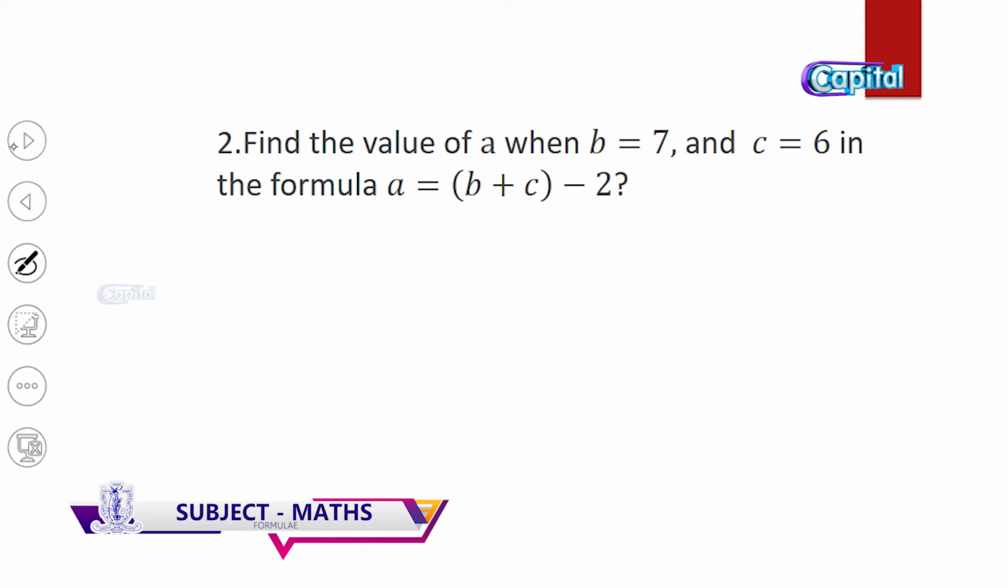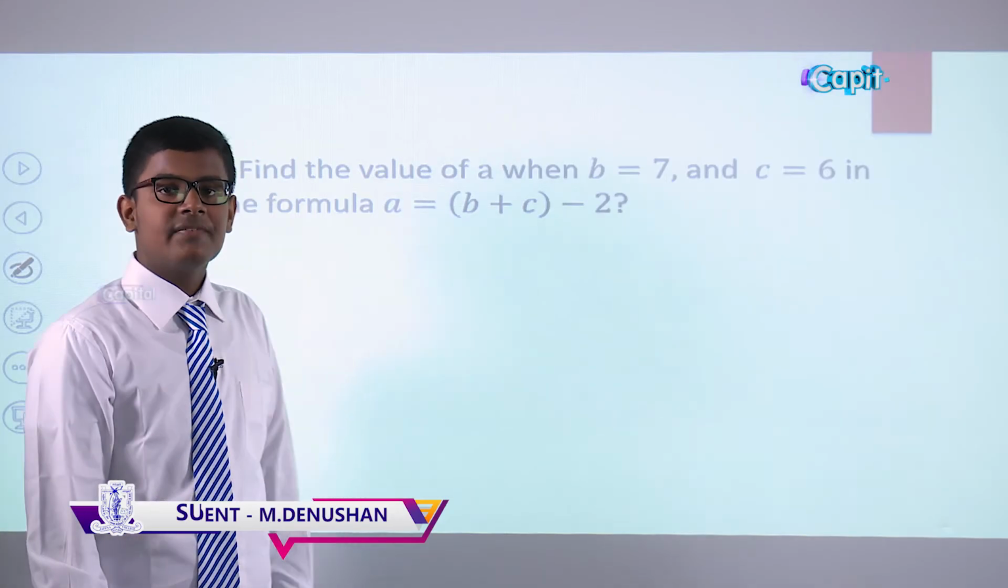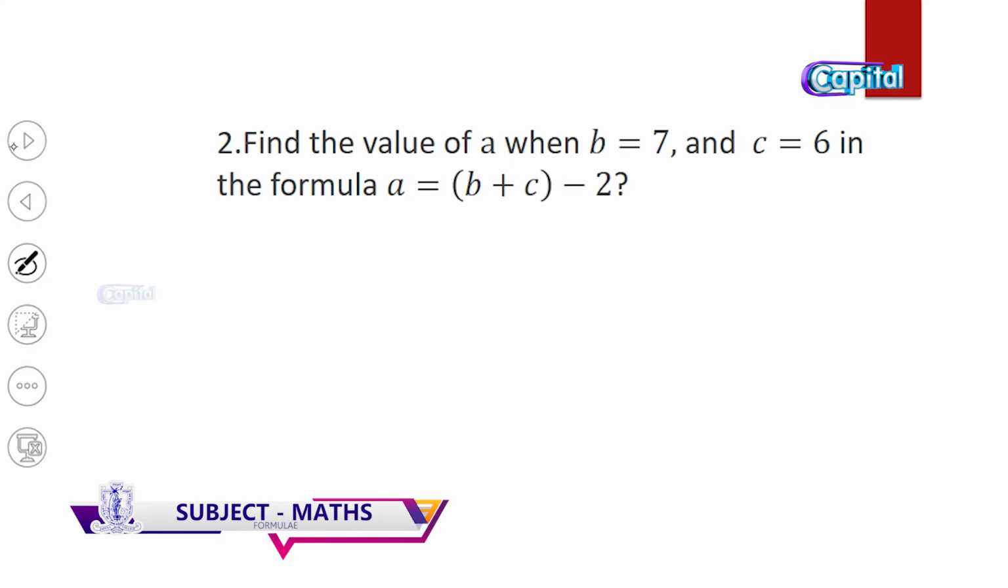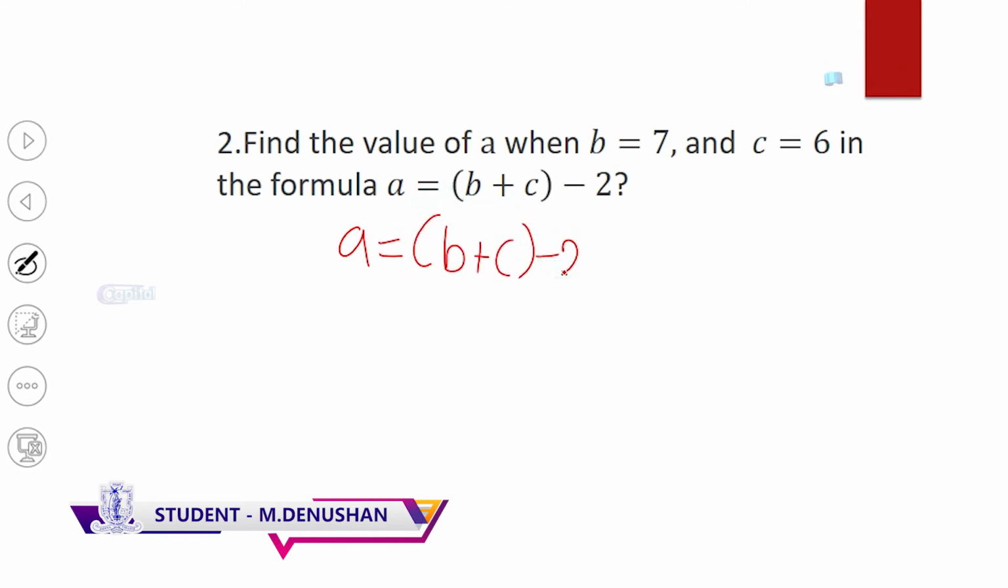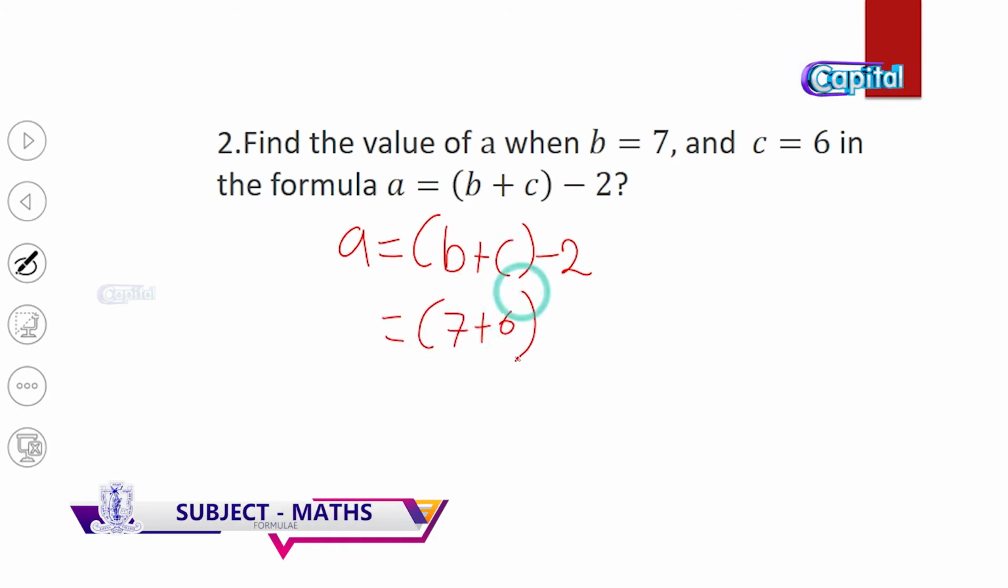Here we have to find the value of a when b is equal to 7 and c is equal to 6, in the formula a is equal to b plus c minus 2. Here we can find a very easily. We can substitute directly. Be aware of the arithmetic operation and the BODMAS order. First we have to add the values in the bracket, and then we have to subtract 2 from there. Therefore the final answer is a is equal to 11.